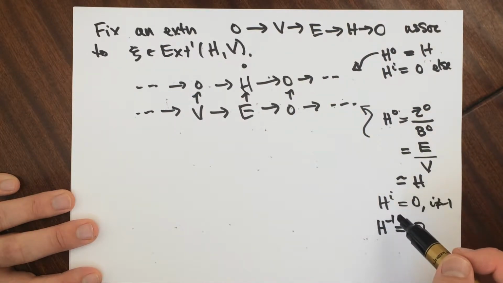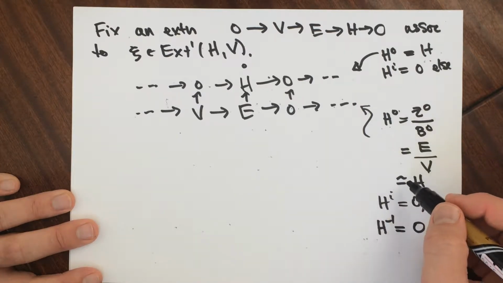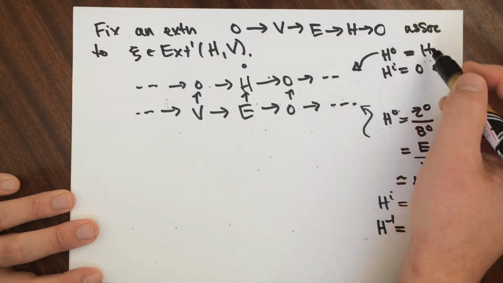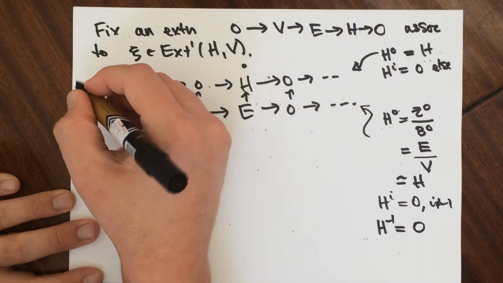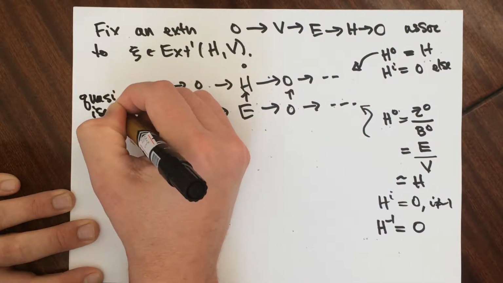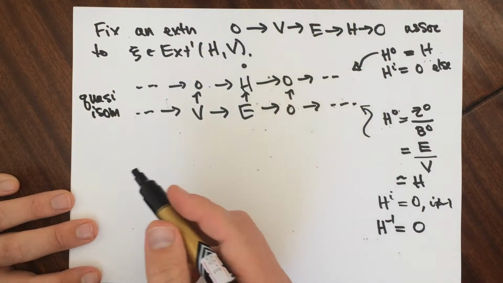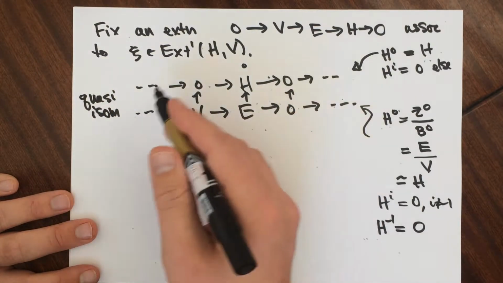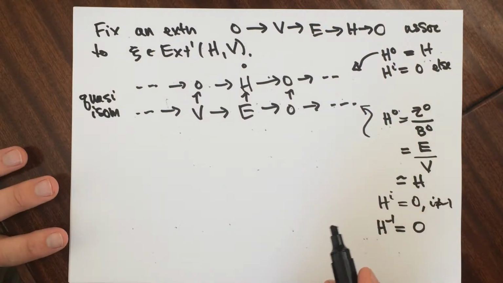their first cohomology, let's see. Oh, so did I compute the first? So the 0th cohomology, sorry, the 0th cohomology is H here, this is H here. So this is a quasi-isomorphism. This is a quasi-isomorphism in the derived category. This is a quasi-isomorphism of complexes, so it's an isomorphism in the derived category.